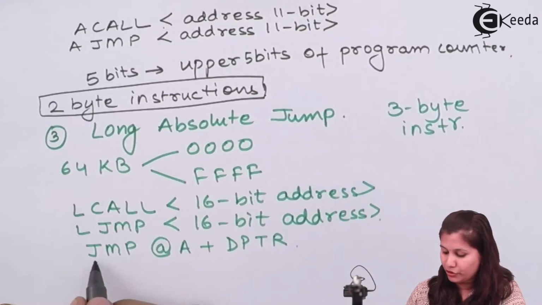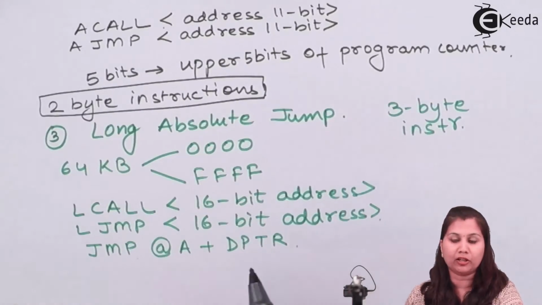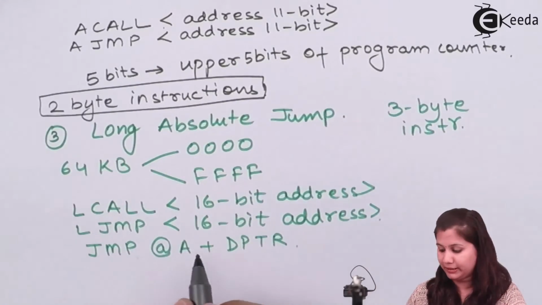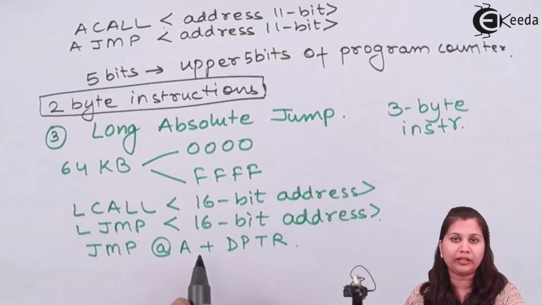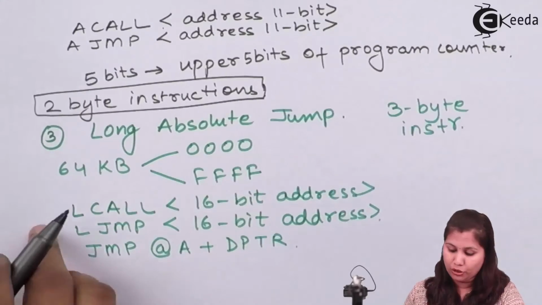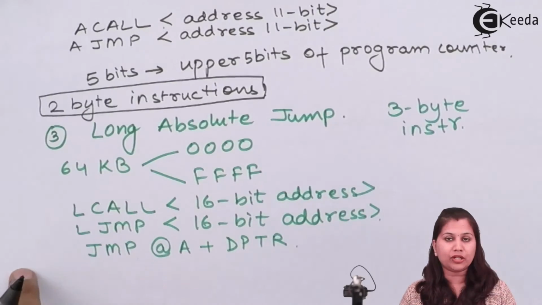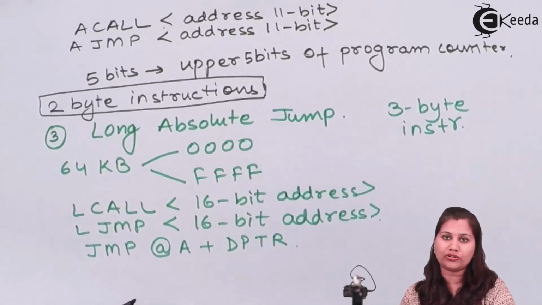Okay, and in jump indirect, addressing is used, meaning the contents of the accumulator plus the data pointer. So 8 bits of the accumulator and 8 bits from the data pointer together form the 16-bit address. So here also the long jump is used. So these are the 3 types of jump instructions: relative jump, short jump and long jump.